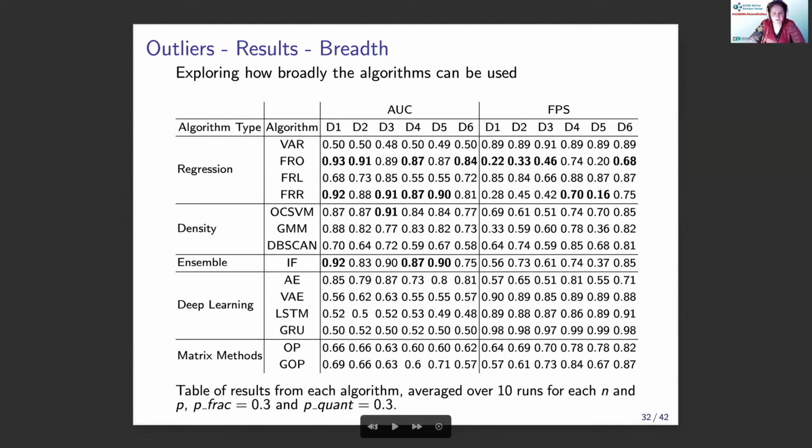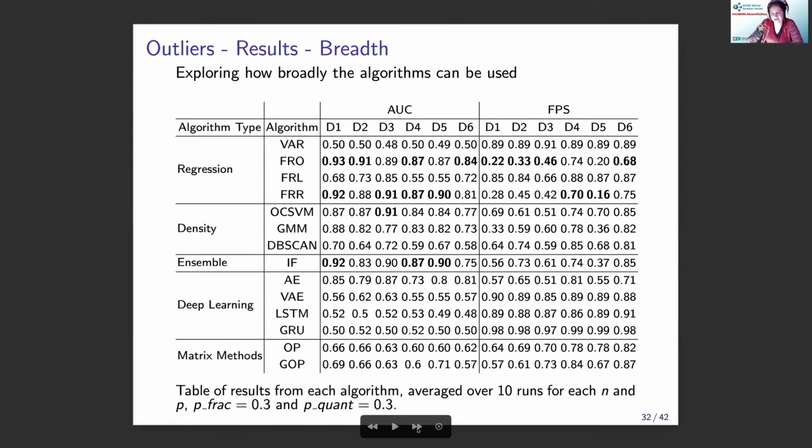Okay, so there are a lot of numbers here, exploring how broadly the algorithm is used. This is a number that's an average from a range of numbers of features and numbers of samples, from 10 to 1,000 samples, 10,000 samples, and from 2 to 32 features. And you can see that by and large, FRO and FRFAR, the feature-based regression algorithms, are very much the successful algorithms. Isolation forest does pretty well. One-class SVM is fairly consistently good in terms of the area under the curve.